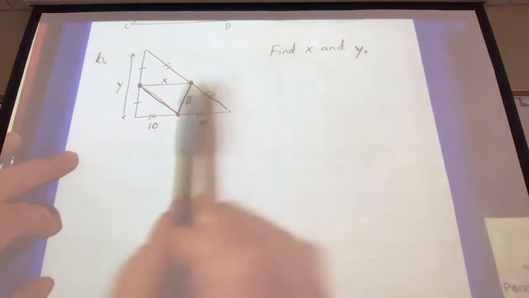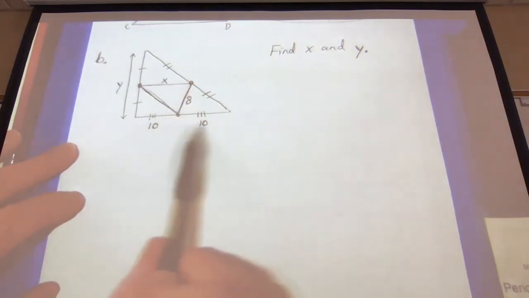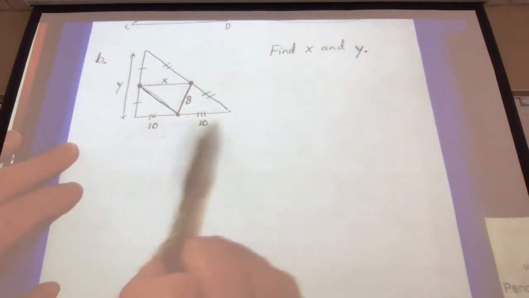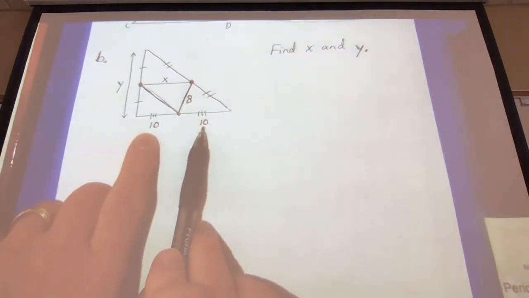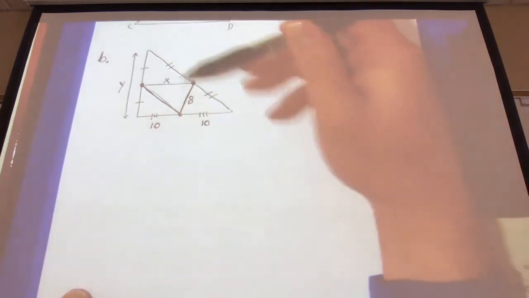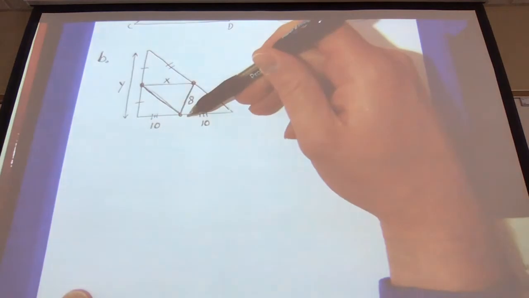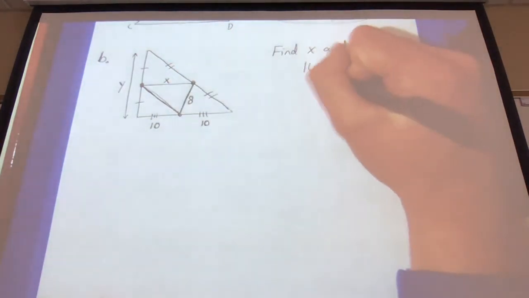So let's start with X. X is the mid-segment. The side it would be parallel to would be the bottom. So this would be the third side of the triangle. The bottom side here, if you put those two together, 10 plus 10 is 20. If this entire length is 20, the mid-segment is going to be half the length of this side. That whole length is 20. Half of 20 is 10. So X is going to be 10.